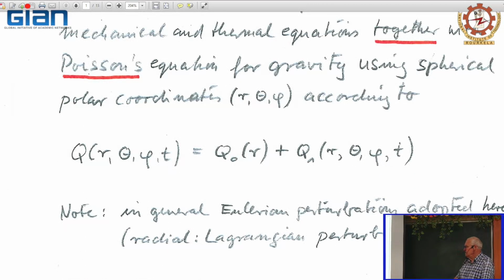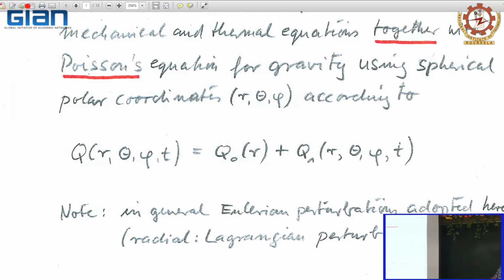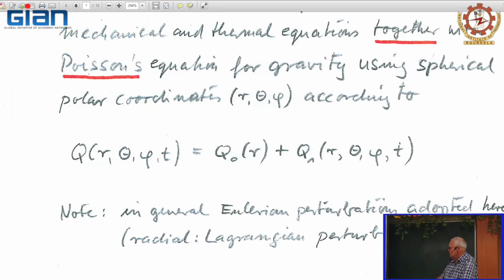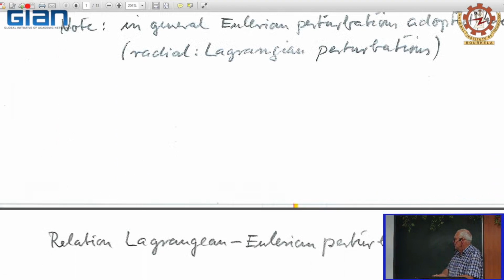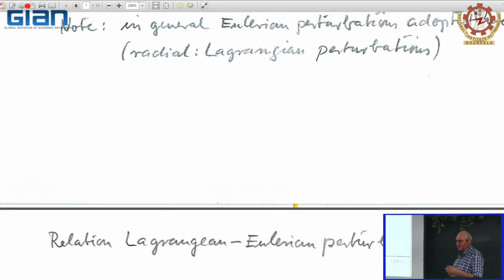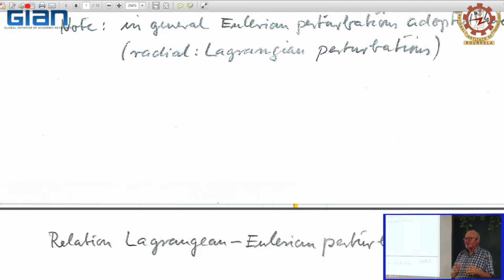Well, I have said this already. In general, the Eulerian perturbation or the Eulerian picture is much more convenient than the Lagrangian one. Okay, so I have to add some remarks about the Eulerian and Lagrangian picture again, because perturbations themselves may also be considered as being Lagrangian or Eulerian.